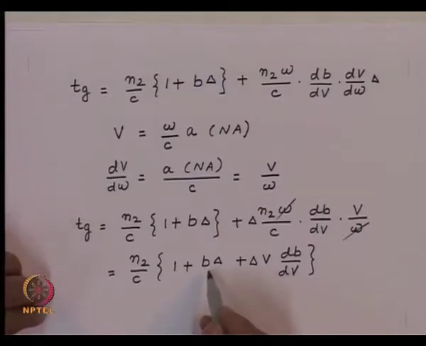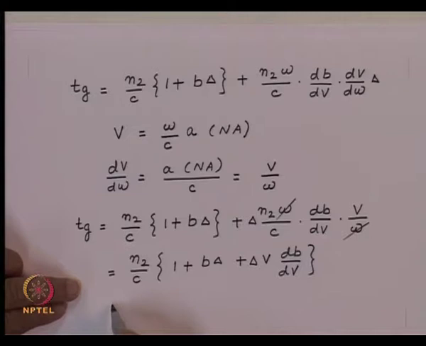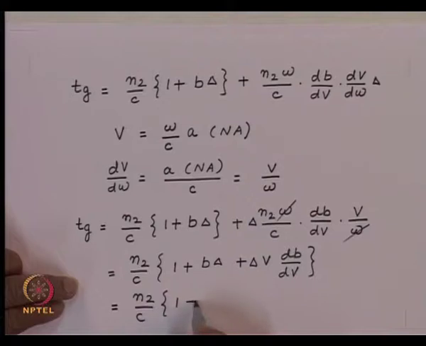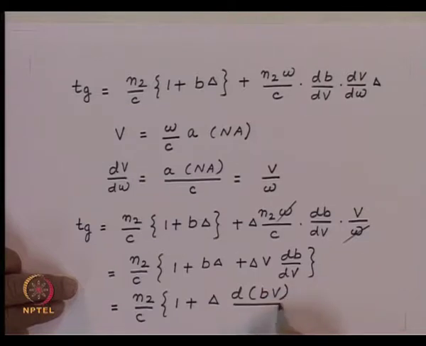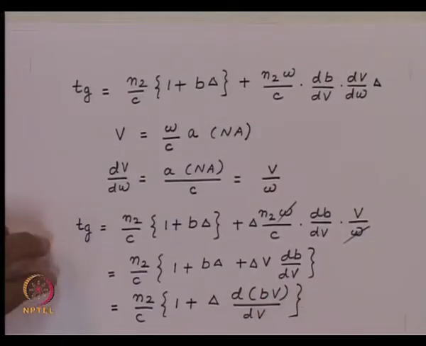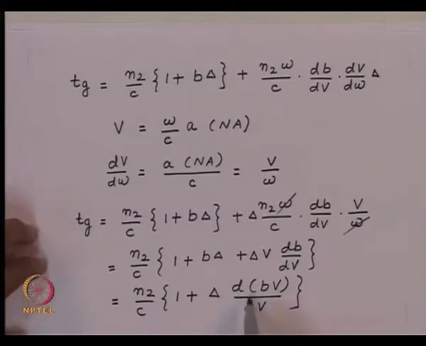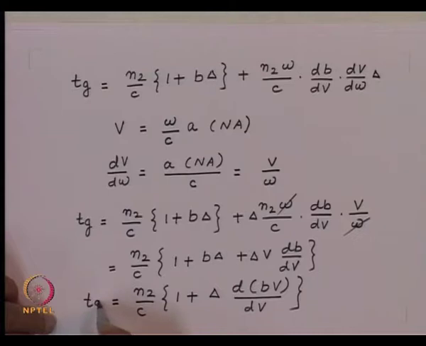Now, taking this delta common from here, you can combine these two to write more compactly. This is n2 by c into (1 plus delta d(BV) by dV). Note here, if I expand this, it will be B times dV by dV, which is 1. So that gives you delta into B. The second term will be V into dB by dV, which will be this term. So now the group delay in terms of the BV diagram parameters is essentially given by this.